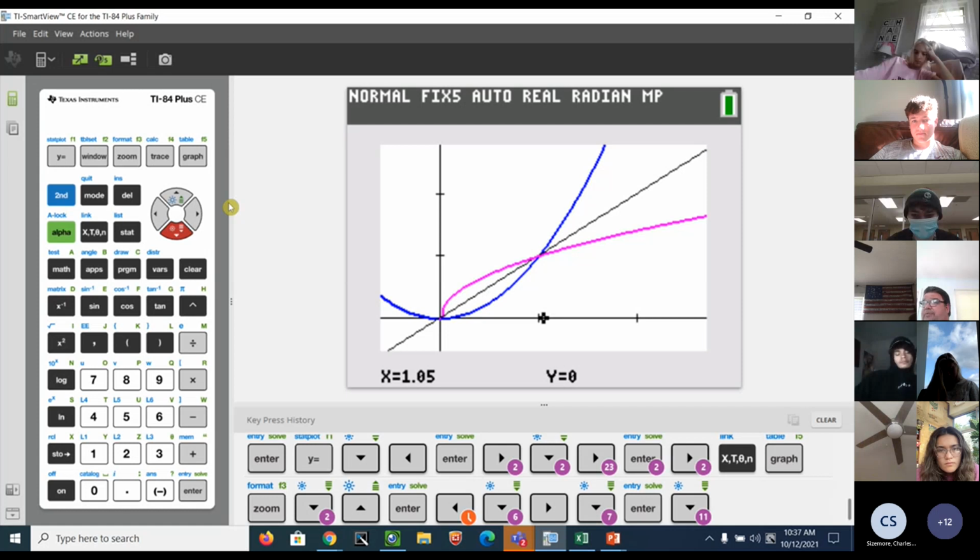Write that down because that's what inverses are. Write that down. Inverses are mirror images of each other.